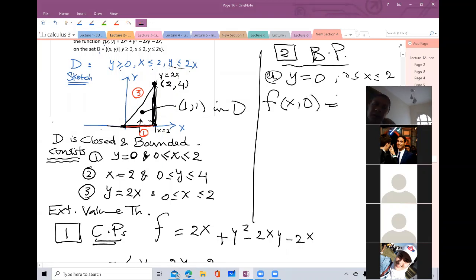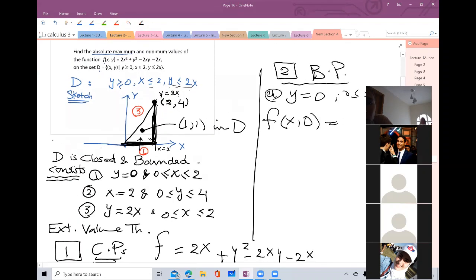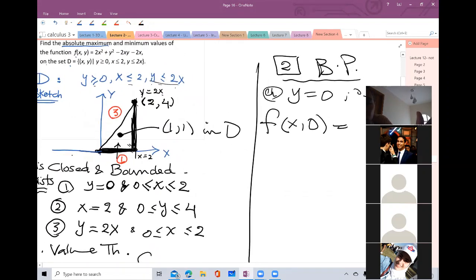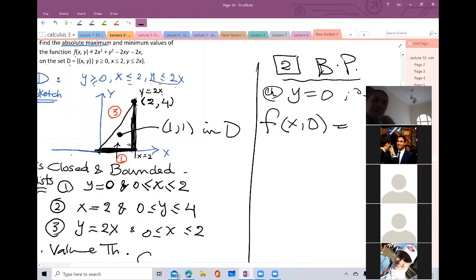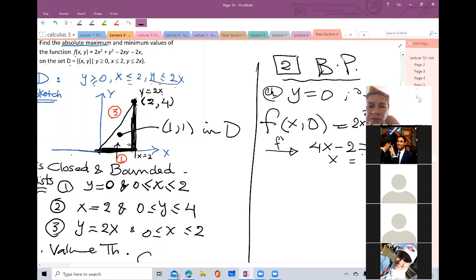What did I just write? The function that I'm dealing with on this boundary has y equal to 0. So I'm going to simplify the job by putting this information in my function. Here I have 2x squared plus 0 minus 0 minus 2x. So instead of working with the whole function, I'm going to work with the function on the boundary, which simplifies to 2x squared minus 2x. What is the extreme value here? I'm going to get my derivative: 4x minus 2 equals 0, so x is equal to half.